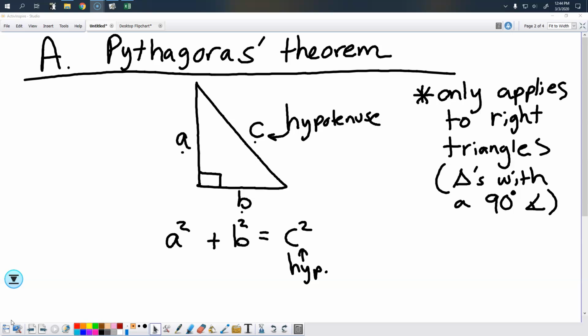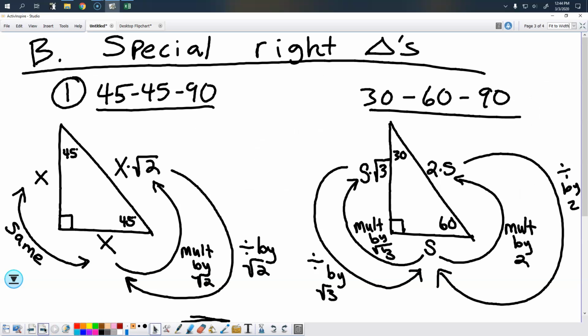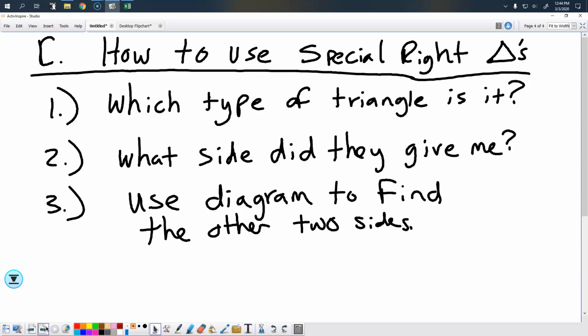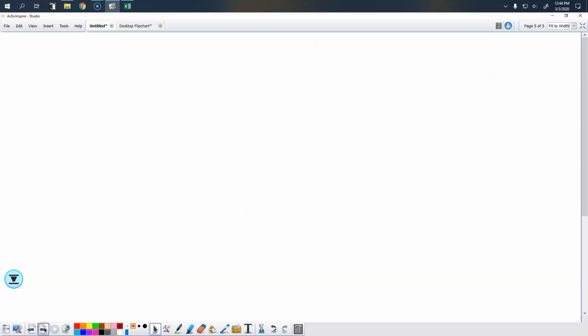This rule only applies to right triangles. That means triangles with a 90-degree angle. All right, I don't want you to write that down. Here we go. Let's do an example.